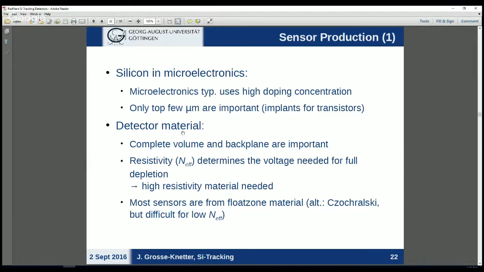You need an industry process that can consider the complete volume and, as you saw, also the backplane, because we have to connect the other side, which is not segmented, in order to apply the electric field. The doping concentration has to be low, or high resistivity as it's often called, same thing, in order to reduce the voltage we need for full depletion. That requires a production mechanism for the entire silicon rod, the ingot as it's called, for which we normally have a float zone mechanism. Industry uses something called Czochralski, which is difficult for creating low effective doping.